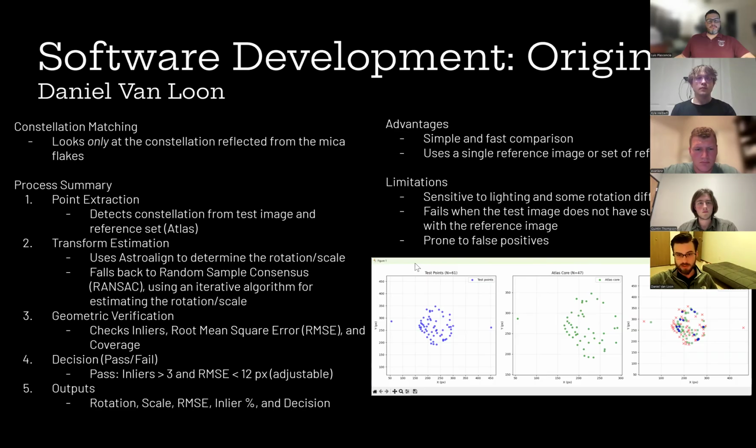After alignment, we do geometric verification by checking three metrics: the number of inliers, the root mean square error, and the coverage, which measures how widely the matches are spread across the pattern. If at least 3 points align and RMSE is below about 12 pixels, we consider it a valid match. This method was simple and fast for single reference comparisons, but it was sensitive to lighting differences and rotation. That sensitivity led to false positives and false negatives, which motivated the development of a more robust method.